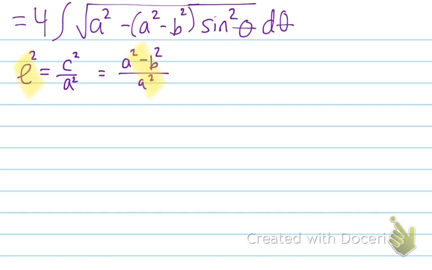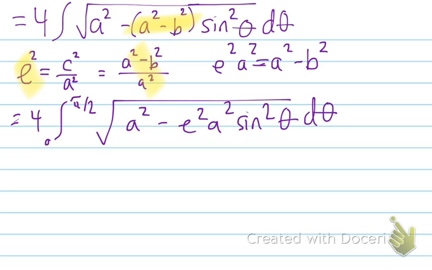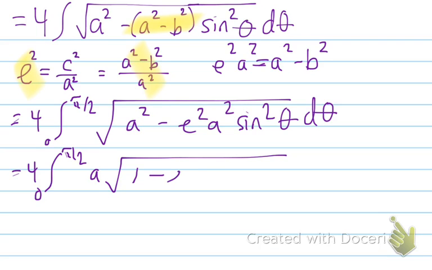So if I multiply the a squared over the other side, I get e squared a squared equals a squared minus b squared, which I see right here, a squared minus b squared. So I'm going to substitute that e squared a squared in there. So this is 4 times the integral from 0 to pi over 2, sorry, times the square root of a squared minus e squared a squared sine squared theta d theta. And I can factor out an a squared from all of that, and I can actually take the square root of that a squared since it's under a square root. So I get a times the square root of 1 minus e squared sine squared theta d theta.